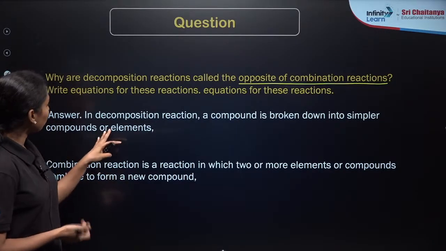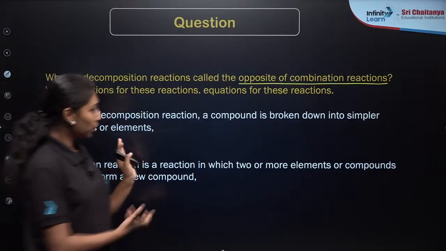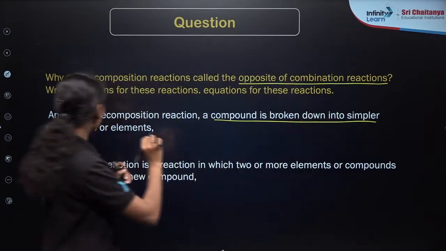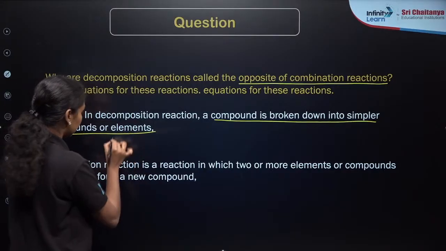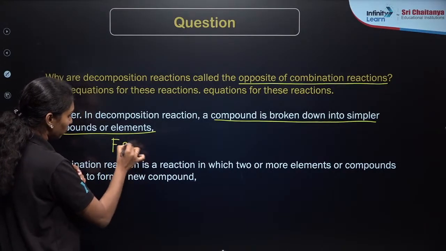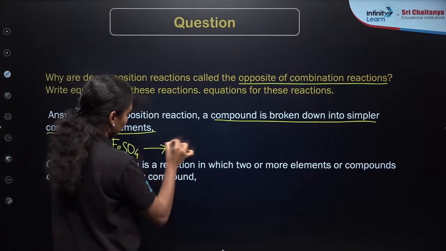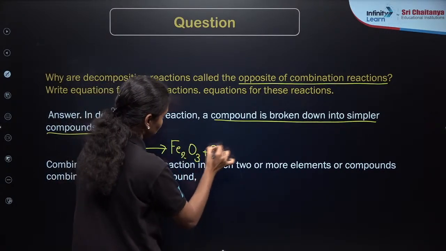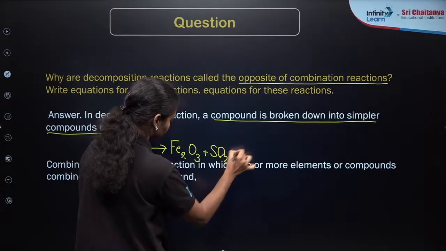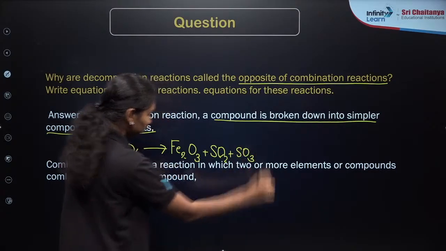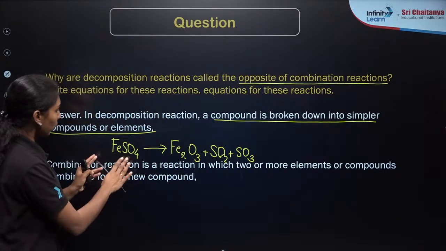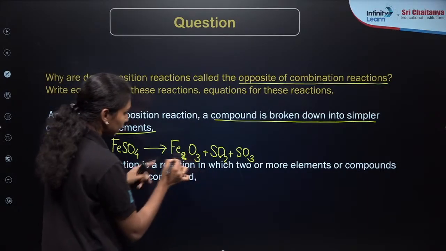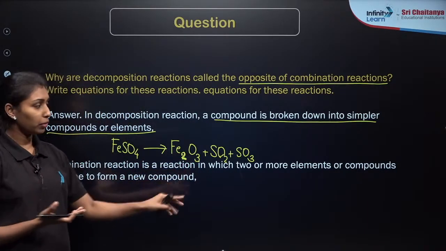So what is the meaning of decomposition reaction? A compound is broken down into simpler compounds or elements. For example, if you are taking the same example over here, this FeSO4, right? FeSO4 will be decomposed to form Fe2O3 plus SO2 plus SO3. Clear? A single compound will be dissociated to form two or more products, right? Fe2O3, SO2 and SO3. So this is the example of decomposition reaction.